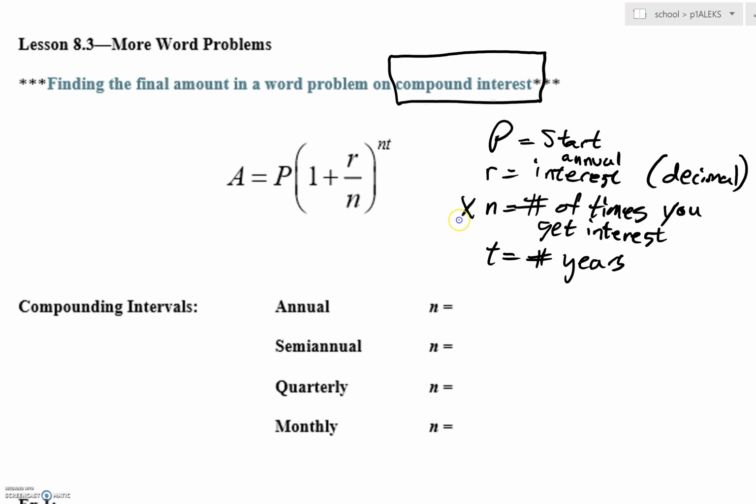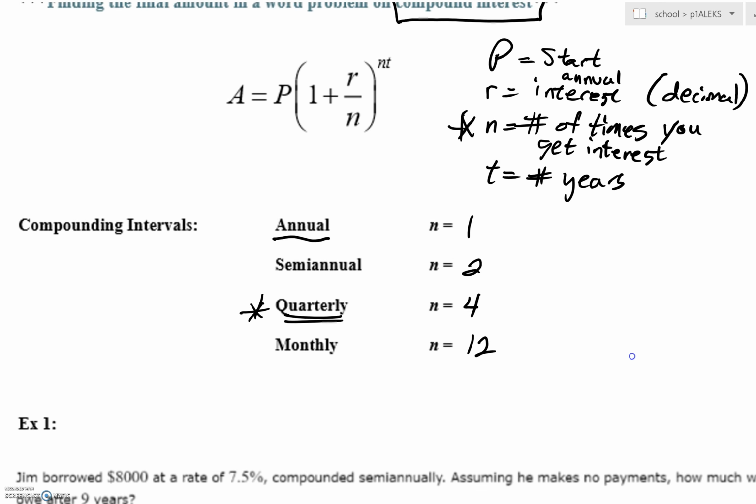So the thing is, your N could occur just once. Annual means yearly, and that means you would receive interest one time. Semi-annually means that you'd receive interest twice. Very commonly, you might receive quarterly. There are 4 quarters in a dollar, 4 quarters in a football game, in a basketball game. So that would be receiving interest 4 times. Monthly means that every month you receive some interest. There are 12 months in a year.